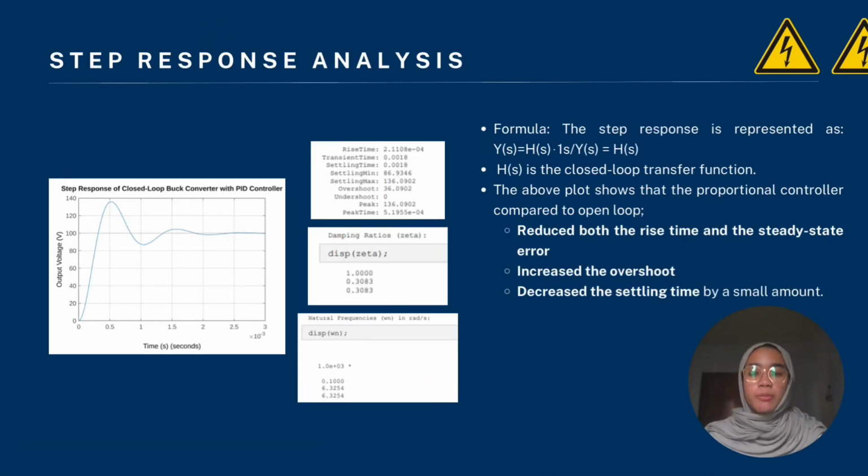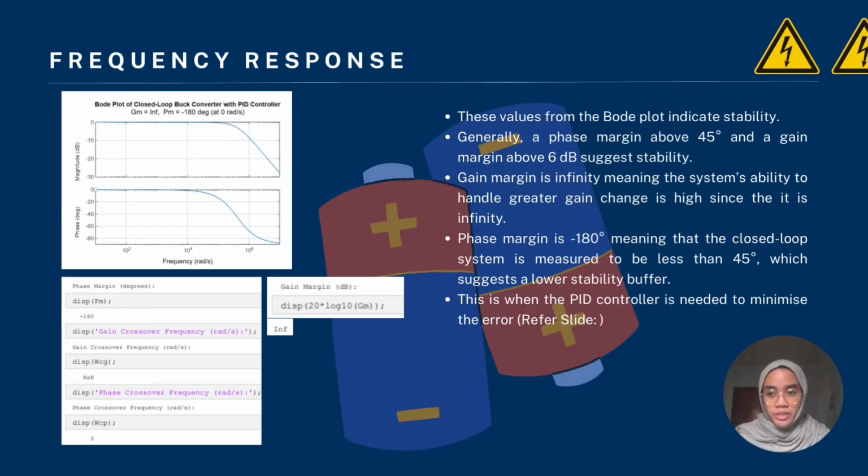The step response formula has been applied since this is a closed-loop system, and the above plot shows that the proportional controller, compared to the open loop, has reduced both the rise time and the steady state error, while the overshoot is increased and the settling time is decreased by a small amount. For the frequency response, the gain margin has a high value, which means the system is stable and can manage greater gain change. The phase margin is very low, which suggests a low stability buffer, and this is when the PID controller is needed to minimize the error.